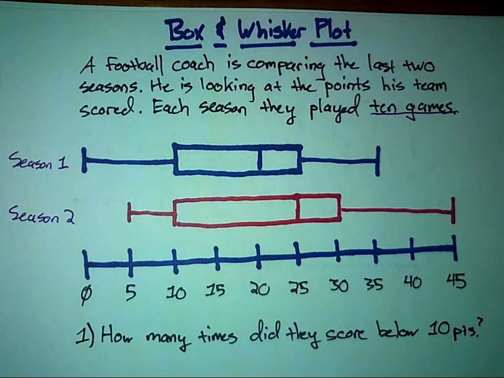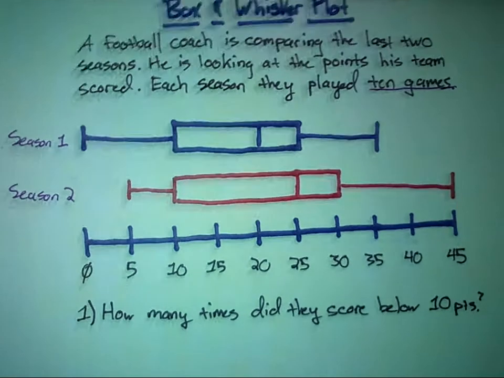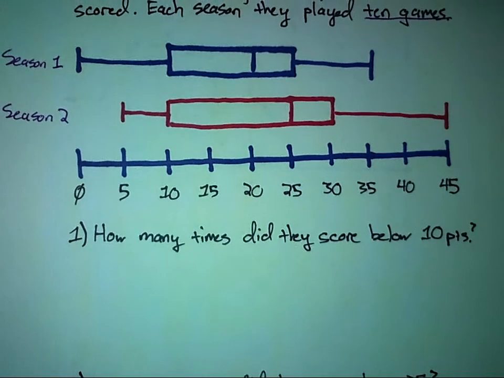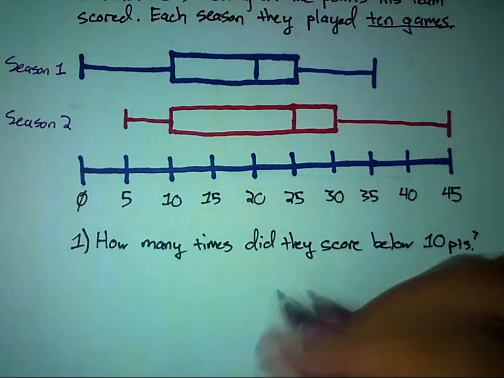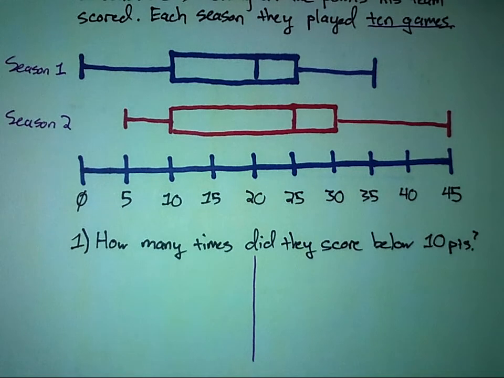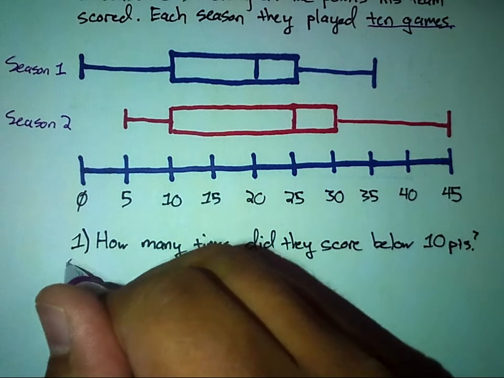For instance, the first question asked is, how many times did the team score below 10 points? So this counts for both seasons. And what we need to do is figure out how that all works. If you remember before, the median is the middle point of the data. And that's going to be pretty big. So both seasons they played 10 games. So I'm just going to scoot this up a little bit and give us some room to work with. Okay, so they played 10 total games. So we're going to make this over here season 1.